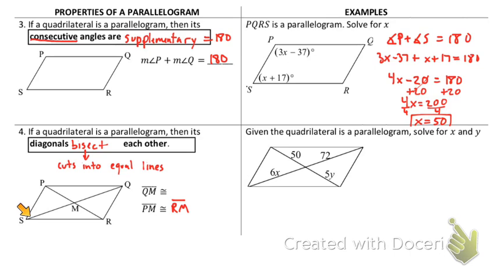Same goes for this diagonal. SQ is a diagonal, but it got sliced into equal pieces by PR, so that means SM and QM are the same. So when you have a parallelogram and the diagonals cross, we now know that it creates two sets of equal measures. So let's try this in our example. Here, we have diagonals in a parallelogram. Because that happens, I can now say that 6x and 72 are equal to each other. They have to be the same measure because they've been bisected. So I can now say 6x is equal to 72.